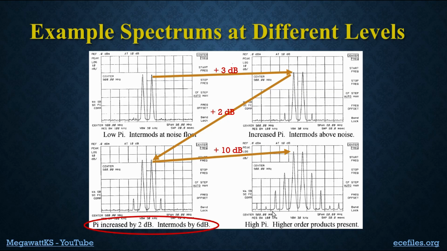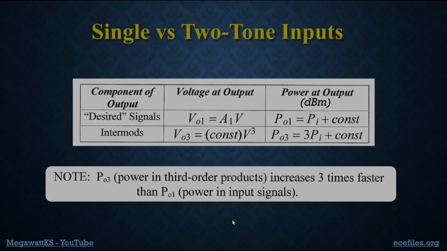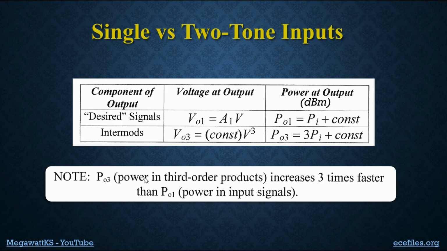Those are from a 5th order term in the Taylor series or Maclaurin series expansion that we didn't do, but you get the idea. The important take-home from this is that the 3rd order products' amplitude increases 3 times faster in dB than the 1st order product, the expected output. And so that's what this is saying here, and that's what it's saying here.